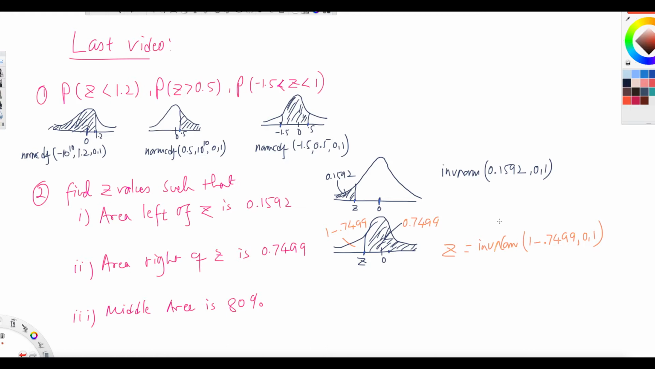But if you are using the TI-84 Plus CE version of the calculator, you can just enter the area and then mention which side. Is this the right area, left area, or the middle area? And then it will give you the answer right away, okay?